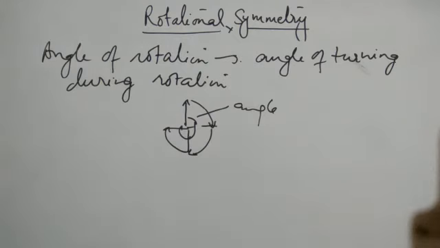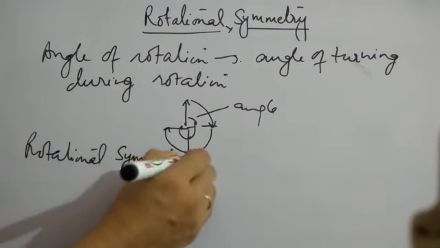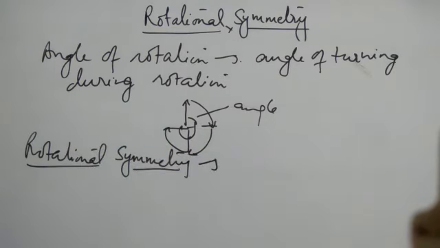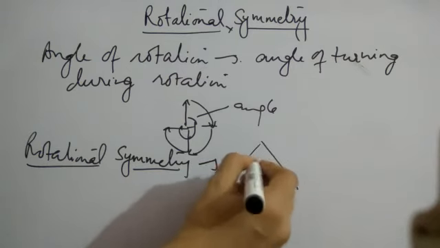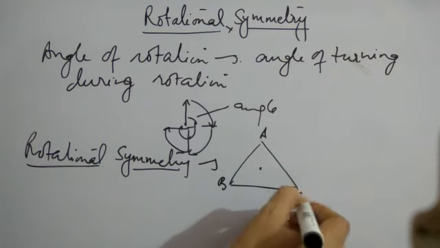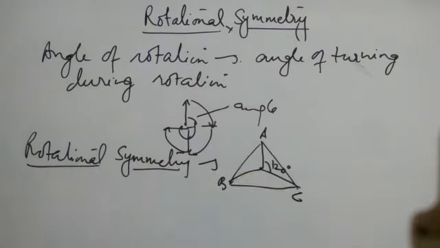Now what is rotational symmetry? The basic thing which you have to talk about in this video. Rotational symmetry: an object is said to have rotational symmetry when it comes to the same position more than one time. I will explain with the help of an example. Suppose you have an equilateral triangle. Okay, the sides are equal. This is A, this is B, this is C, and this is the center of rotation, and this is the angle of rotation, which is 120 degree.